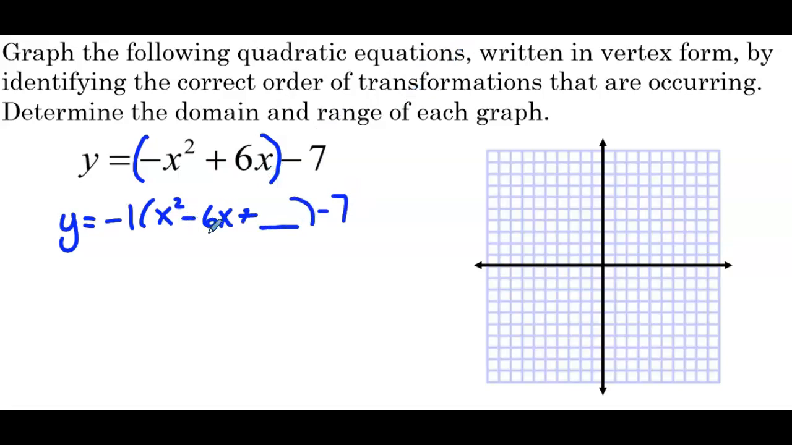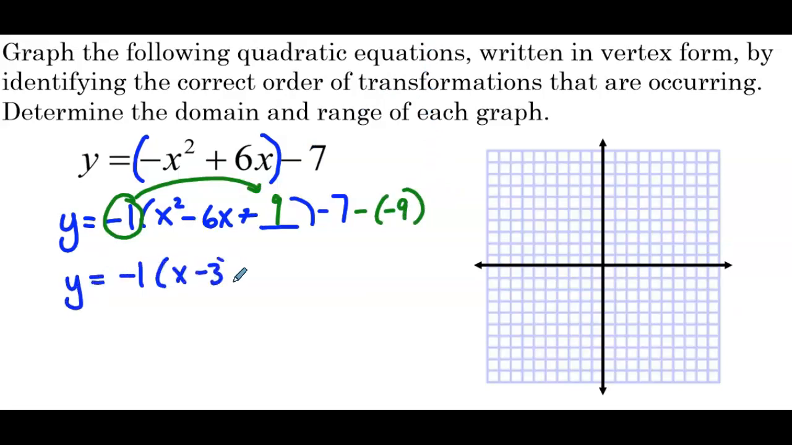Okay, so half of negative 6 is negative 3, squared is 9. But we have to remember to distribute the negative 1. So we're really adding negative 9. So we're subtracting negative 9 to keep everything in balance. So we have y equals negative 1 times (x minus 3) squared. Negative 7 plus 9 would be plus 2.